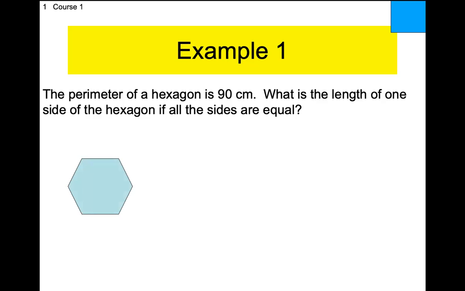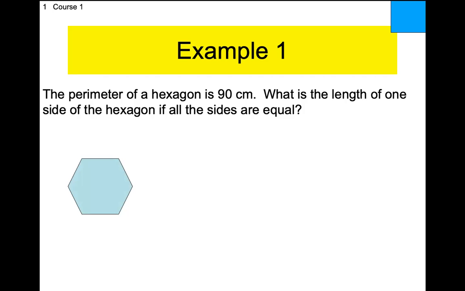It says the perimeter of a hexagon is 90. That means all the way around this shape it's 90. Do we know how much each side is? It says all the sides are the same. But does it tell us how much one of them is?